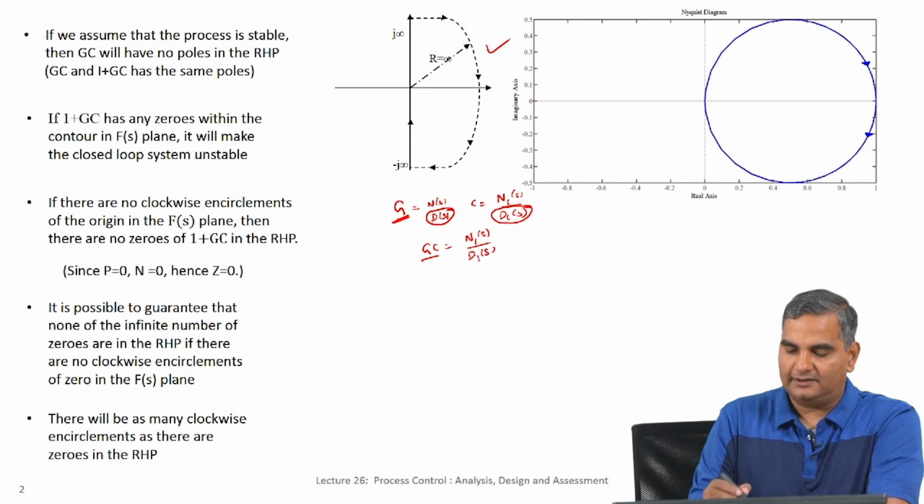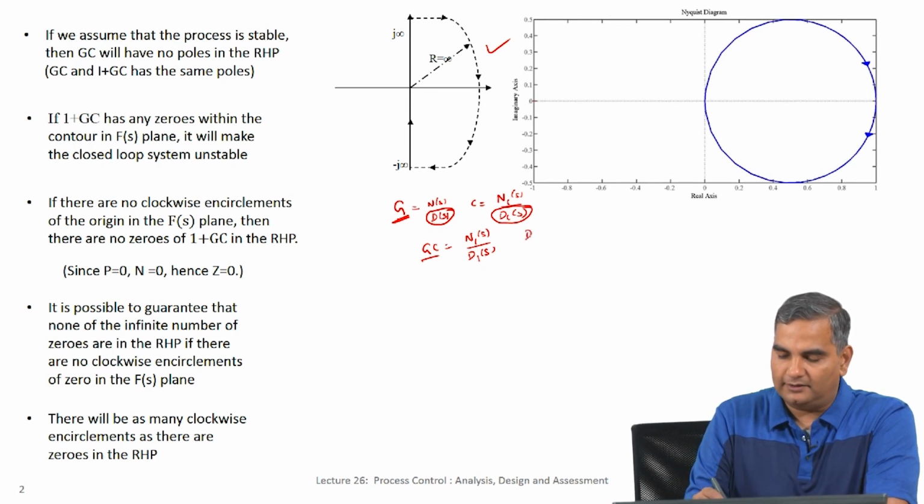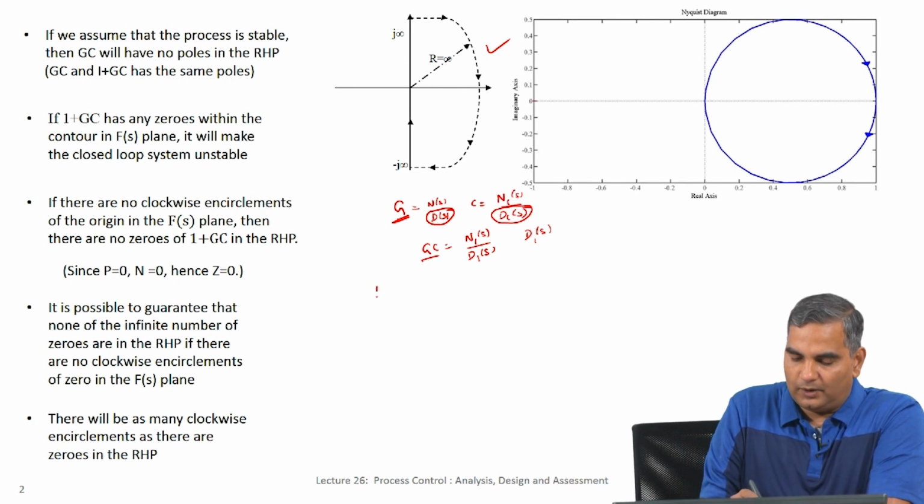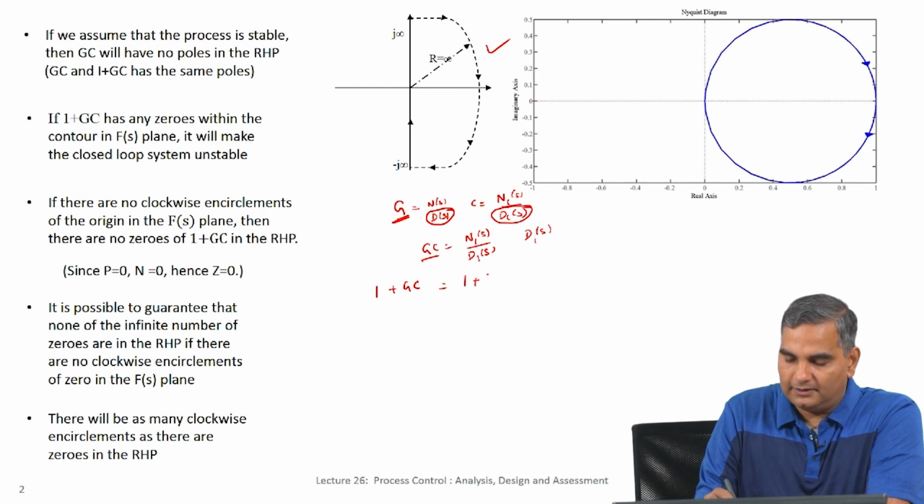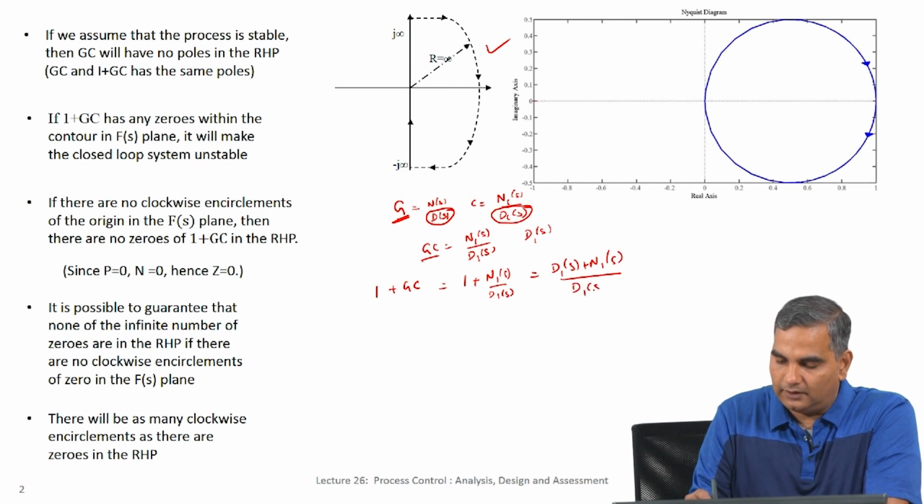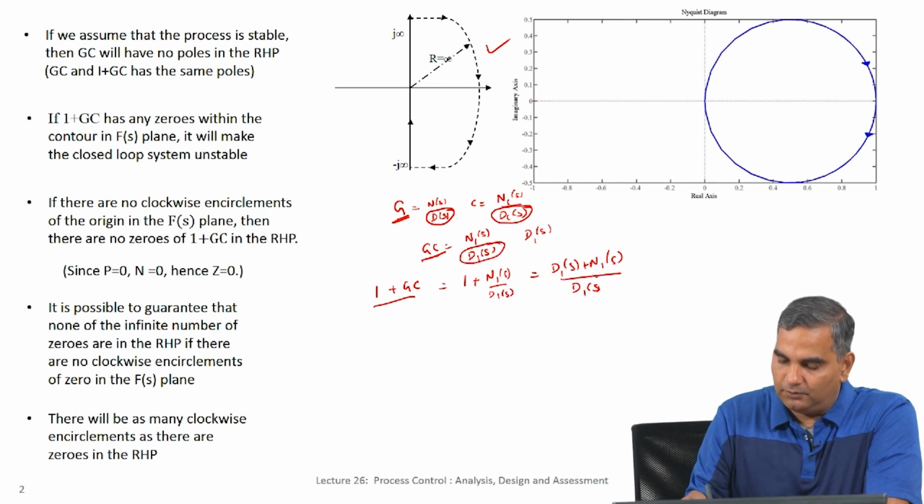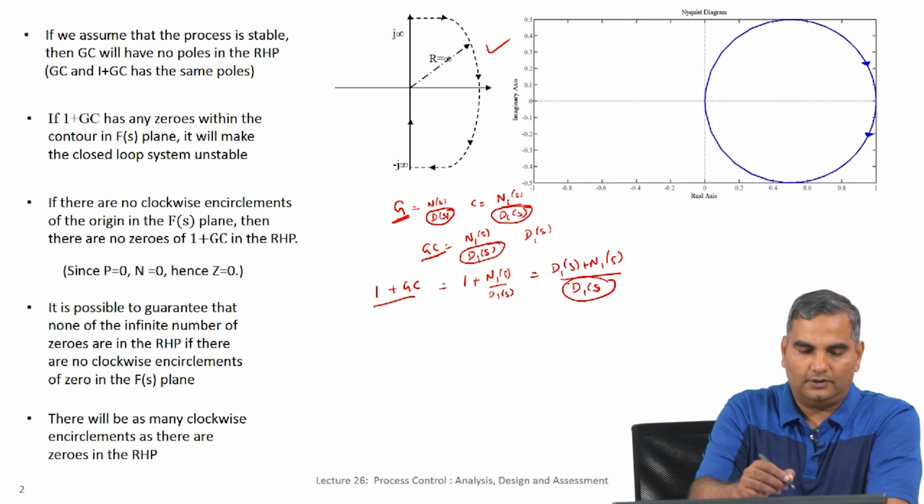Now, the second thing is, if GC is N1s over D1s, basically D1s is the denominator polynomial from which you compute all the poles. Now, look at what will happen if I have 1 plus GC. 1 plus GC will be 1 plus N1s by D1s, which is D1s plus N1s by D1s. So, if you look at GC and 1 plus GC, the poles of GC and the poles of 1 plus GC are the same. That is the first bullet point.